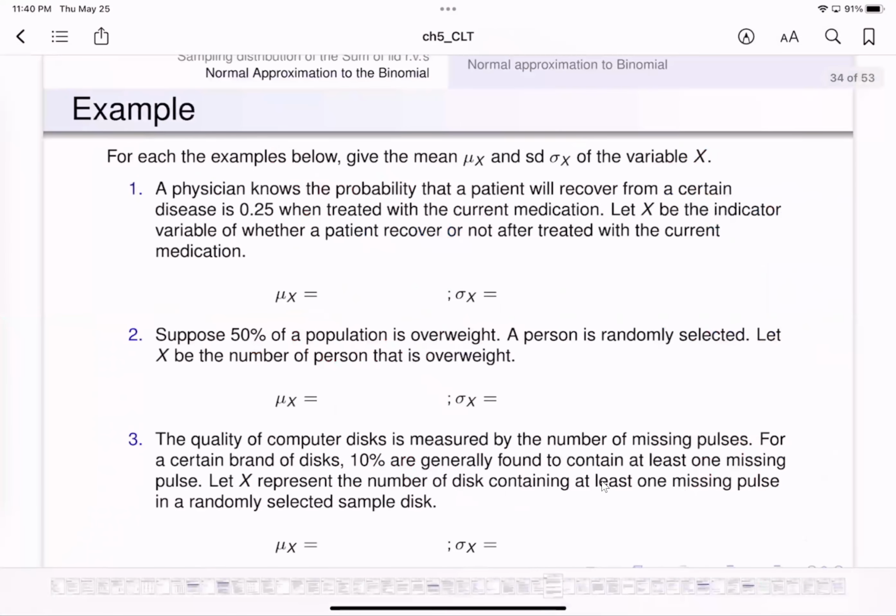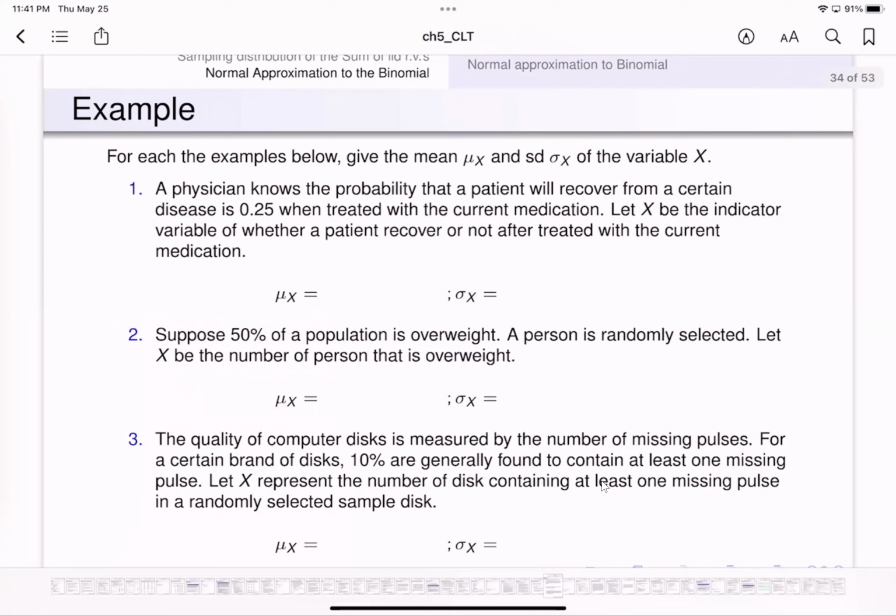Here are some examples asking you to give the mean and the standard deviation of the variable x. The first question: a physician knows the probability that a patient will recover from a certain disease is 0.25 when treated with the current medication. Let x be the indicator variable of whether a patient recovers or not after being treated with the current medication. What's the mean of x and standard deviation of x?